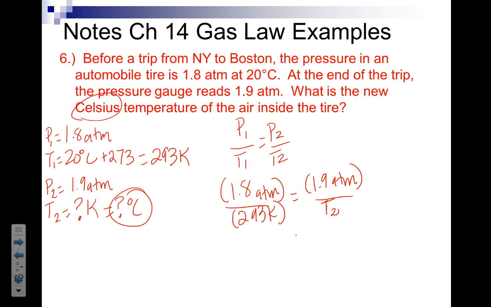But when you isolate your variable on that one, you're going to end up getting for your T2, it's going to round to 310 Kelvin. Now remember, this is in Kelvin, and they did ask for it in Celsius. So to get back to Celsius, we need to subtract 273. And this will convert it back to Celsius. So you're going to end up getting, for your answer, 37 degrees Celsius. That will be your final answer.